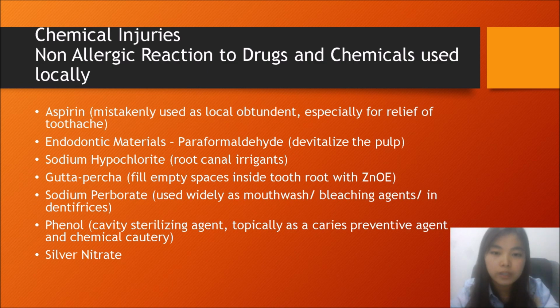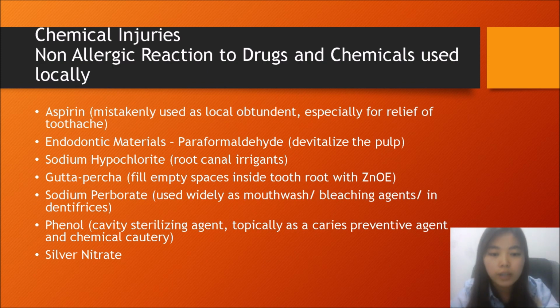Next are the endodontic materials, such as paraformaldehyde, which is used for devitalization of the pulp, and sodium hypochlorite, which is used as a root canal irrigant. These two materials may leak from the pulp chamber into the surrounding tissue and may cause necrosis of the gingiva and the bone.